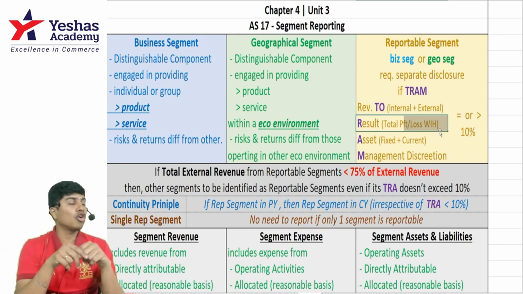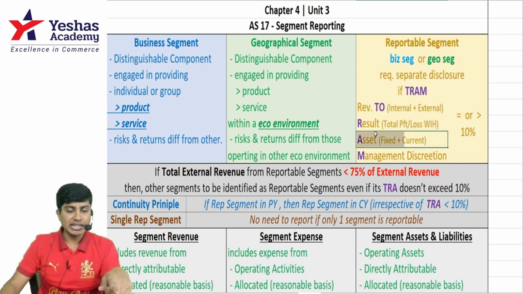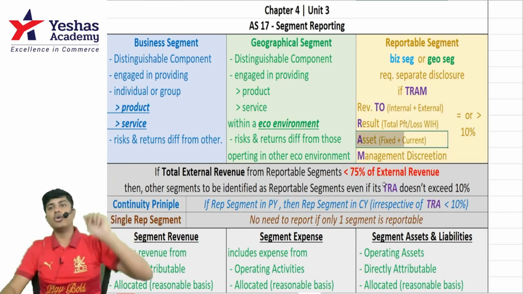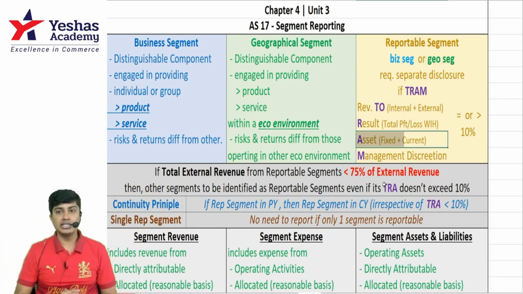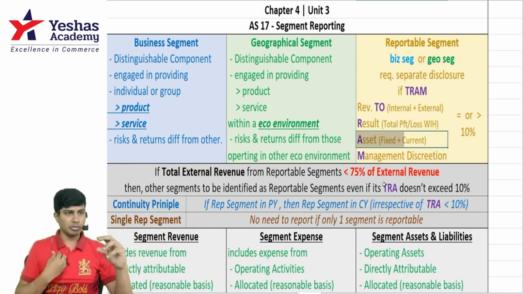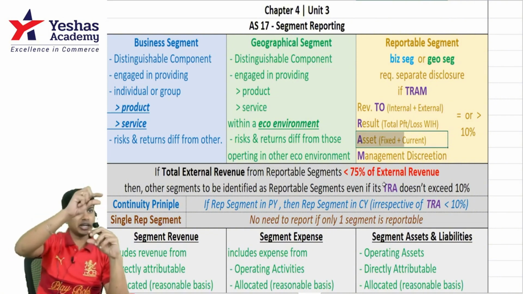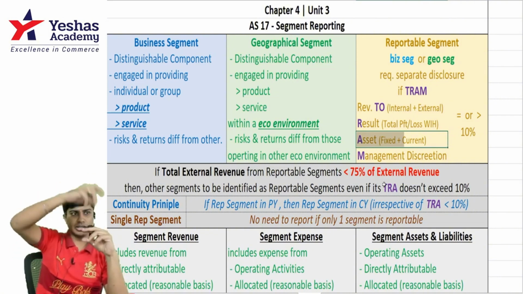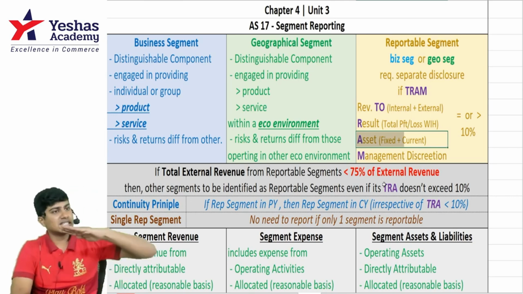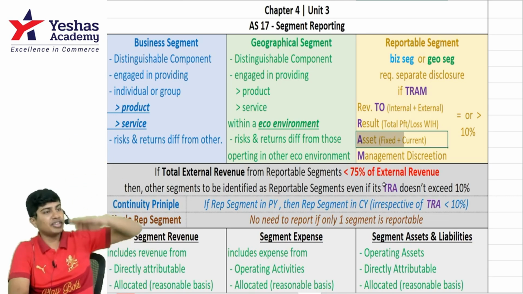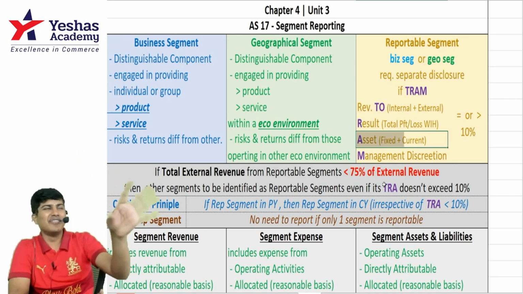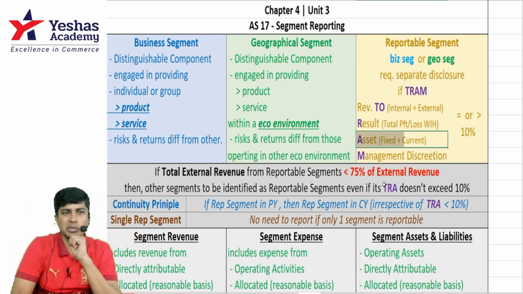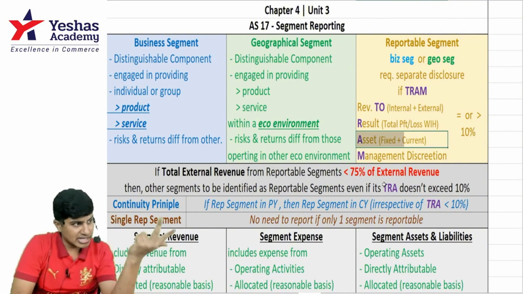A similar rule has to be applied for assets. TRA. Asset. Which asset? Fixed assets and current assets, both are included. We'll have total assets. Take the total segment assets in the denominator, and the respective segment's fixed and current assets in the numerator to identify the percentage. If it is 10% or more, then it is a reportable segment. If it is less than 10%, not a reportable segment. Understood turnover? Understood result? Understood asset?